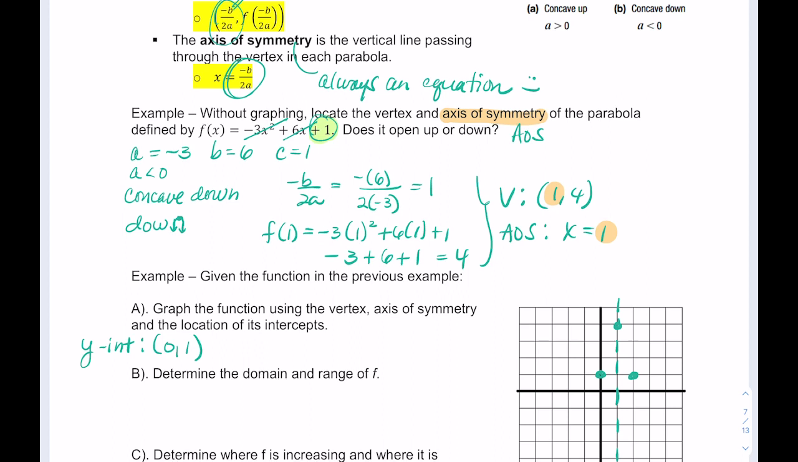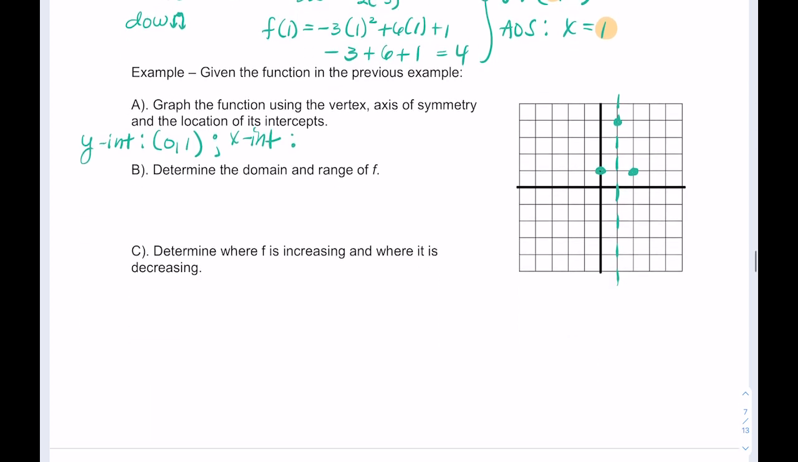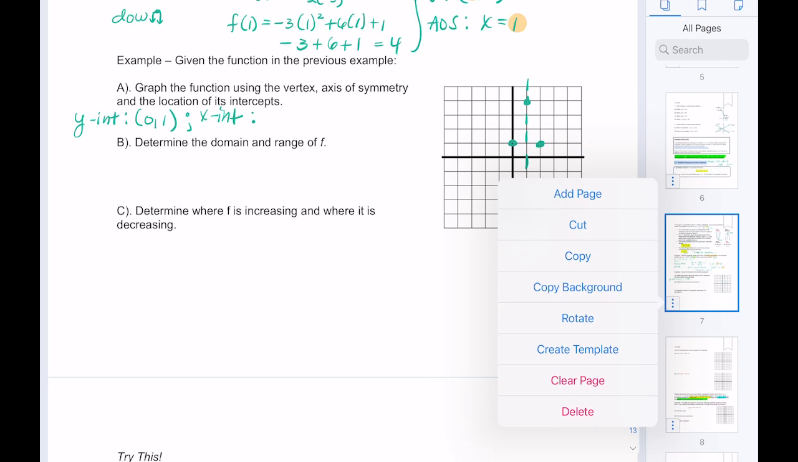Okay, now I need to find the x-intercepts. So remember, the x-intercept is where y equals 0. I need some more room for this. So to find the x-intercept, I need to do a couple things. So let me add a page here. Okay, so let's start out with the equation, which would be f(x) equals negative 3x squared plus 6x plus 1. So to find the x-intercept, you would basically be making f(x) 0.